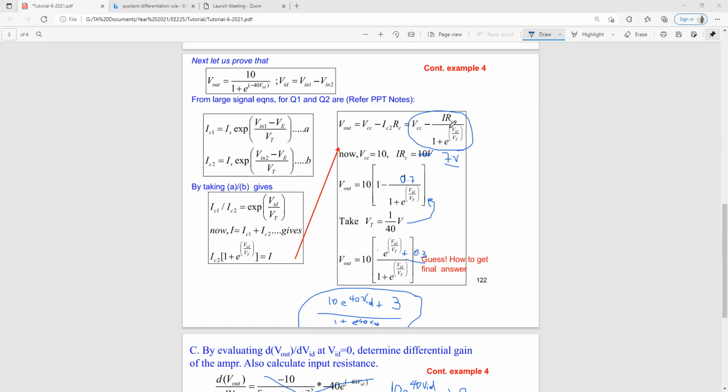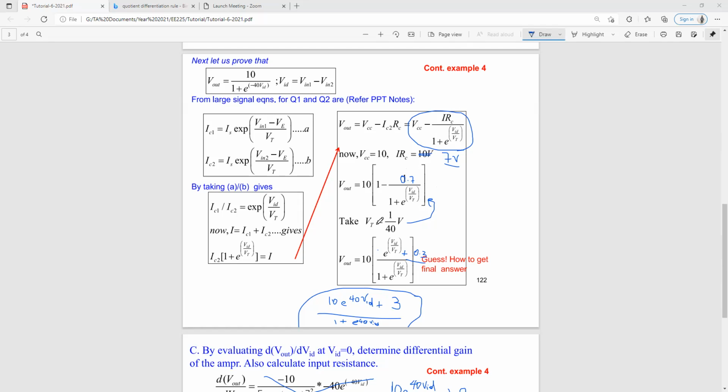Then what we can do is take a factor of 10 outside. If we factor 10 outside, we'll be left with 10 times (1 minus 0.7) volts. Remember, VCC is 10, so if we take 10 outside, 10 divided by 10 is going to give us 1. The minus sign remains as it is, and our I times RC value is 7 volts, so 7 divided by 10 is going to give us 0.7, divided by (1 plus e to the power of VID divided by VT). So we get this particular equation over here.